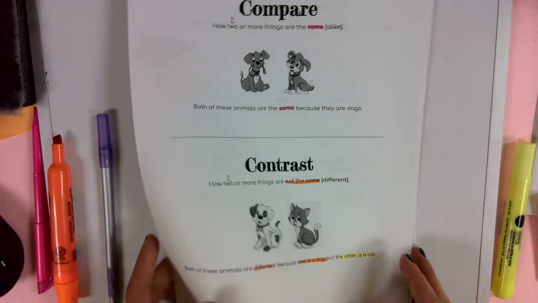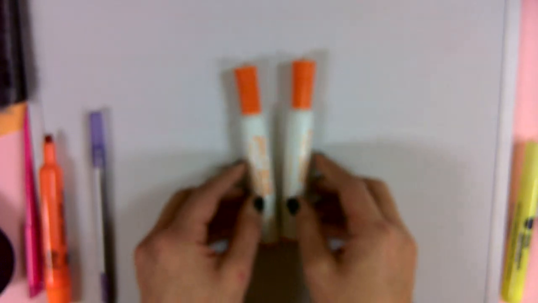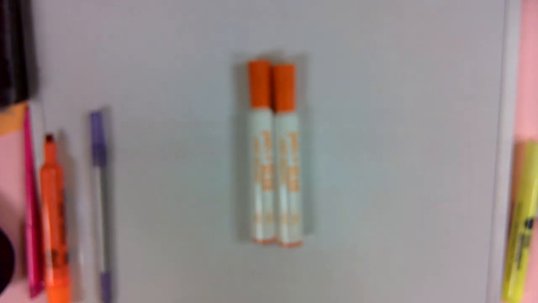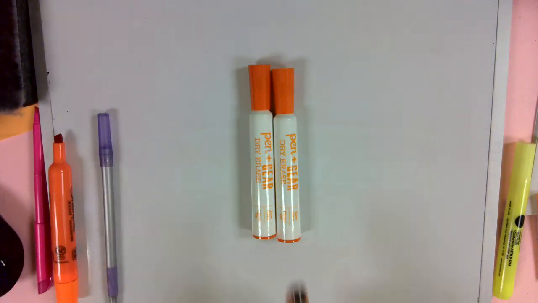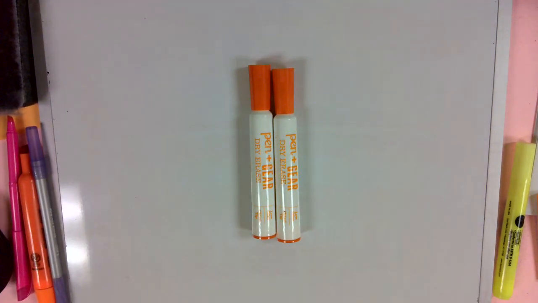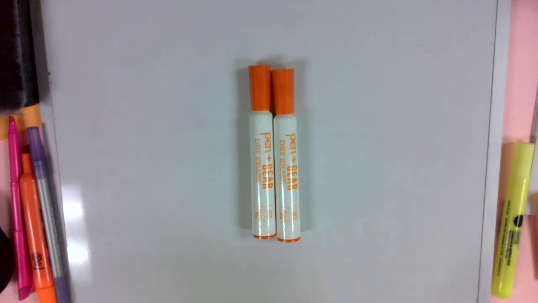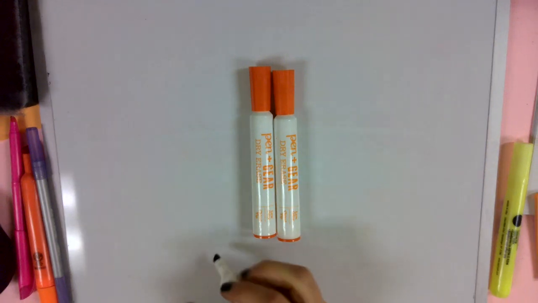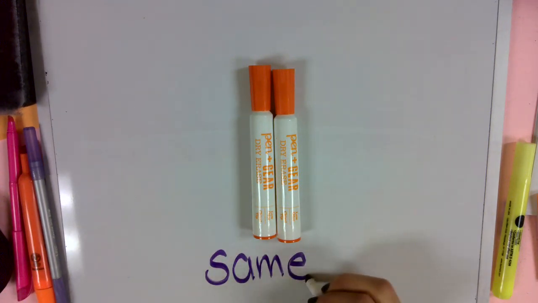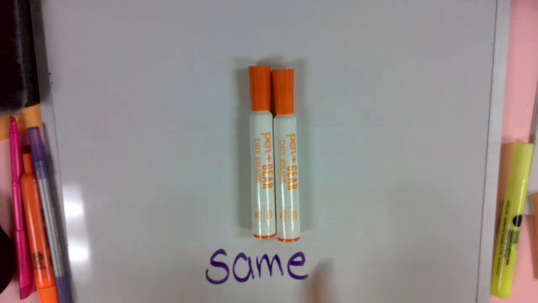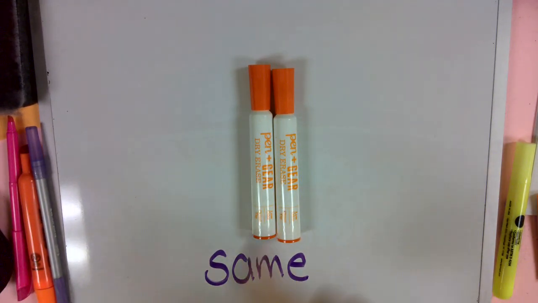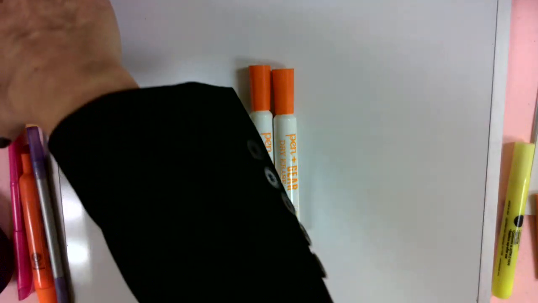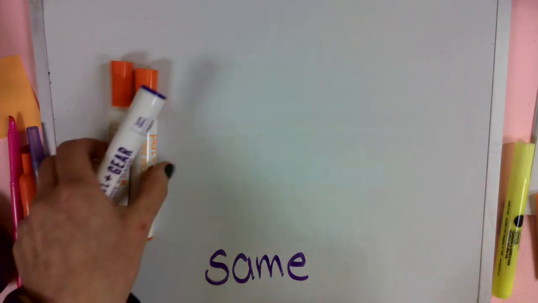Now I'm going to show you something. Here I have two markers. Hold on, I got to focus it. There you go. Here are two markers. Are these markers the same or different? If you said same, you are correct. These two markers are the same because they are both markers and they are orange. And they look alike. So that makes them the same.